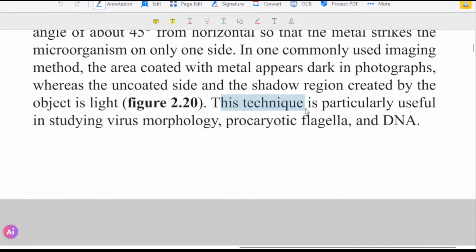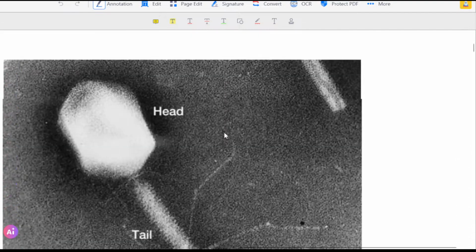This technique is particularly useful in studying virus morphology, prokaryotic flagella, and DNA. This is the technique used to study the tiniest structures in a cell, for example DNA, flagella, and the viruses. Of course, viruses are not that big.